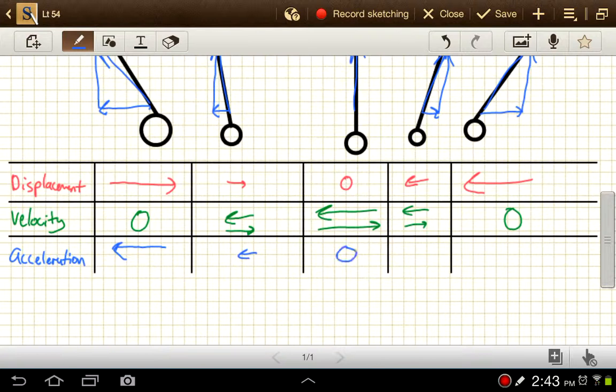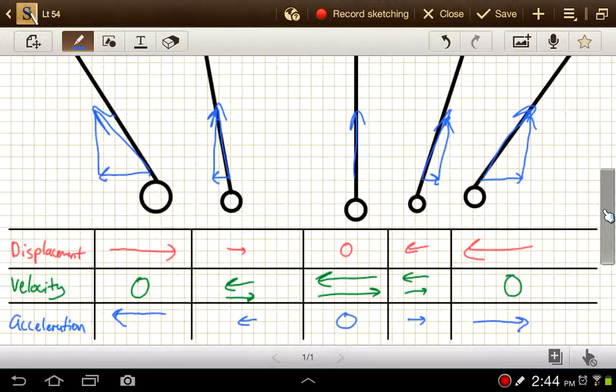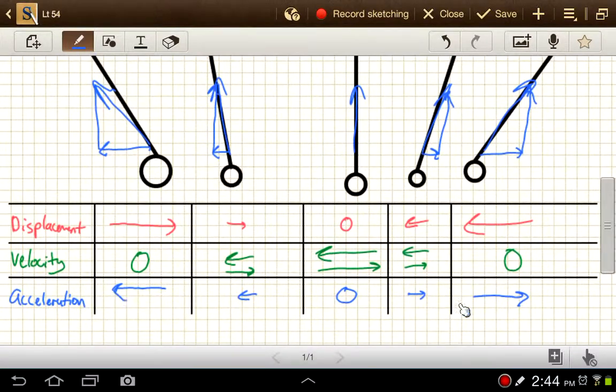Here we have an acceleration of 0. Here our acceleration is going backward, so we're going back toward equilibrium just a little bit because we're just a little bit away from equilibrium. And here it's big, going back toward equilibrium. So for acceleration, we have maximum values again at the two ends, just like we had for displacement.